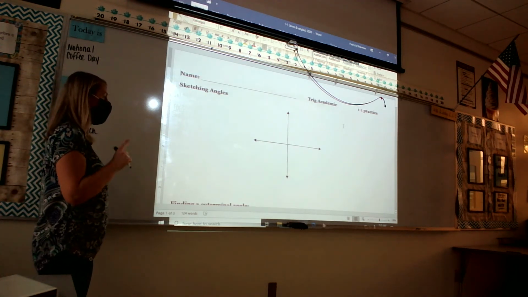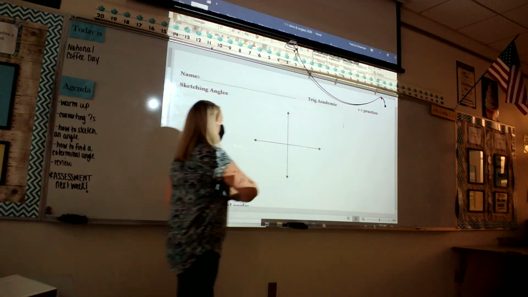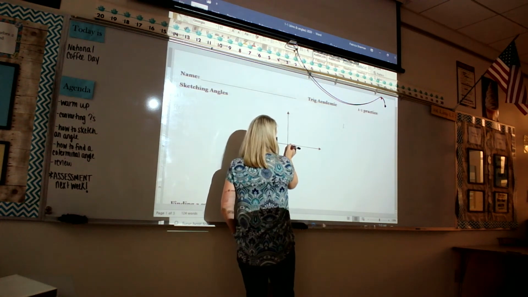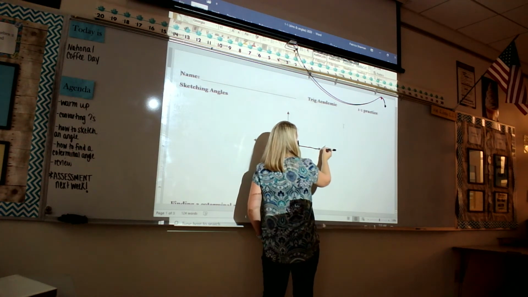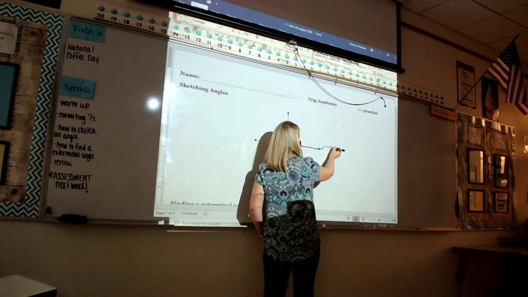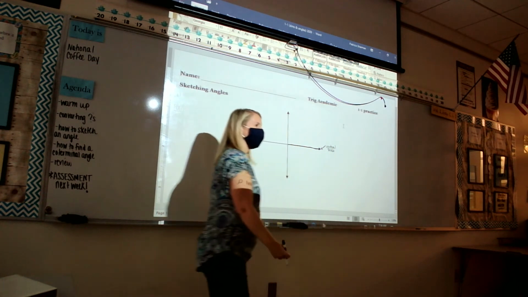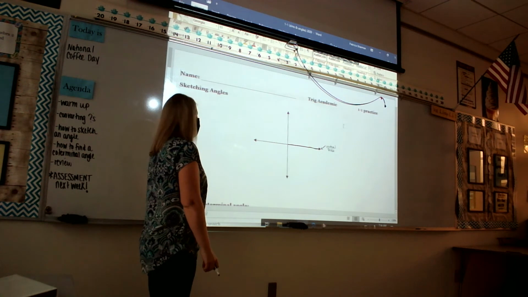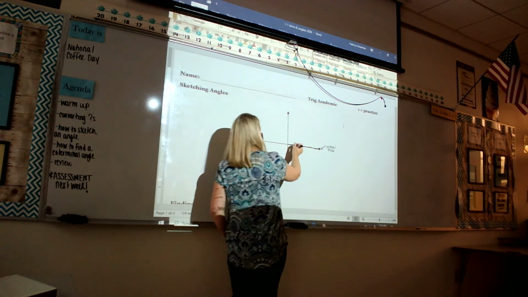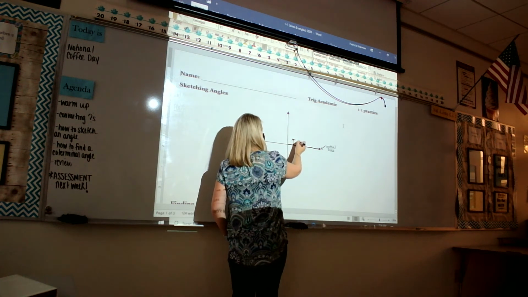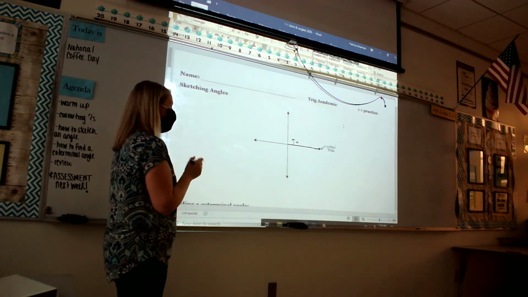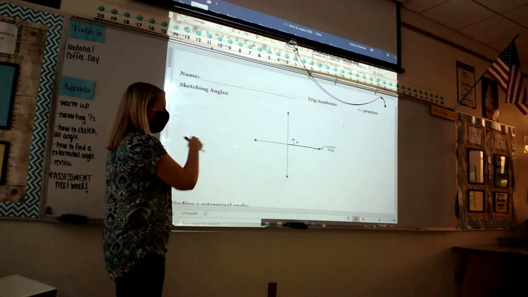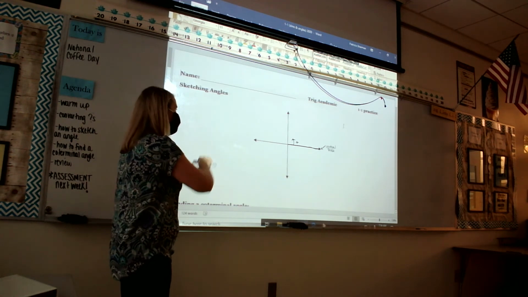But when we are sketching angles, we are always going to start here. Oops, that's a bad line, but this is called our initial side. That's always where we're starting. Initial is the start. Then we are always going to move in this direction if your angle is positive. So you start on your initial side, you're going to rotate around counterclockwise.